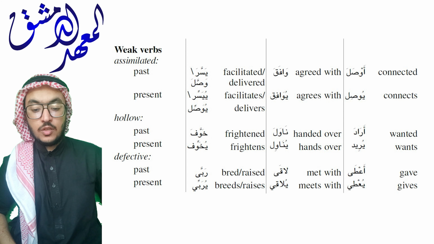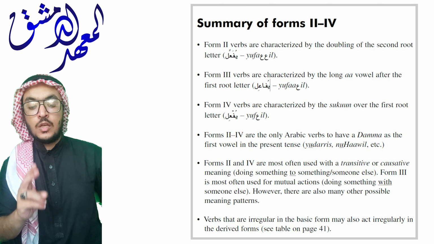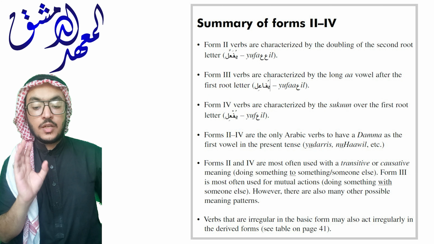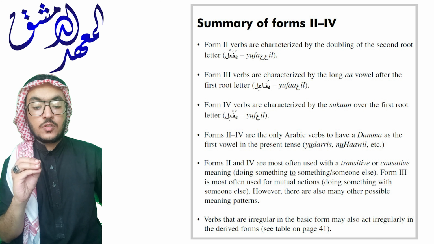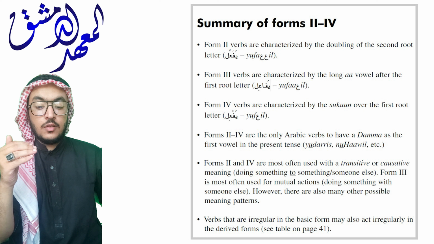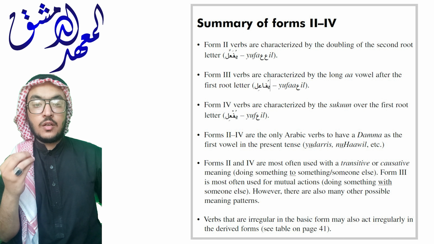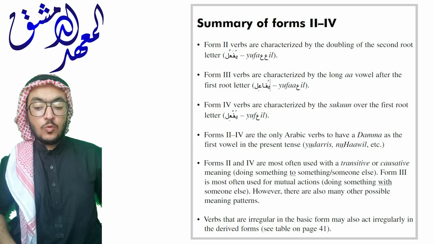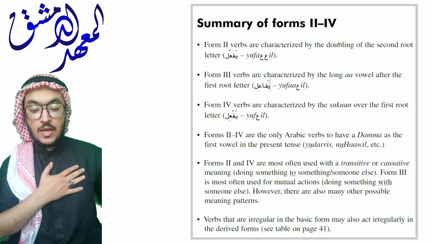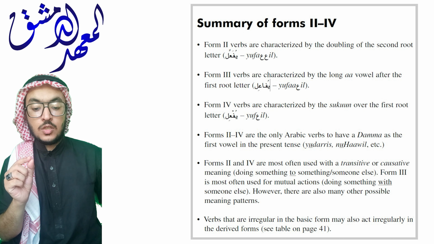So here is the summary of the verbs 2, 3 and 4. Form 2 verbs are characterized by doubling of the second root letter, yufa'il. Form 3 verbs are characterized by the long a vowel after the first root letter, yufa'il. Form 4 verbs are characterized by the sukoon over the first root letter, yuf'il. Form 2 and 4 are the only Arabic verbs to have a dhamma as the first vowel in the present.